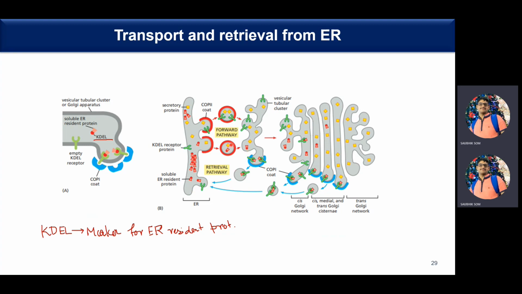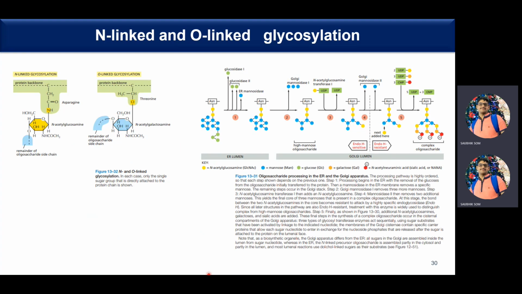So the forward pathway is done by the COP2 coated vesicles. The retrieval pathway is done by the COP1 coated vesicles, with the KDEL receptors binding to the KDEL marker, which is the marker for the ER resident proteins. So this is a very conserved pathway. Also, you should remember this KDEL and COP2 and COP1.